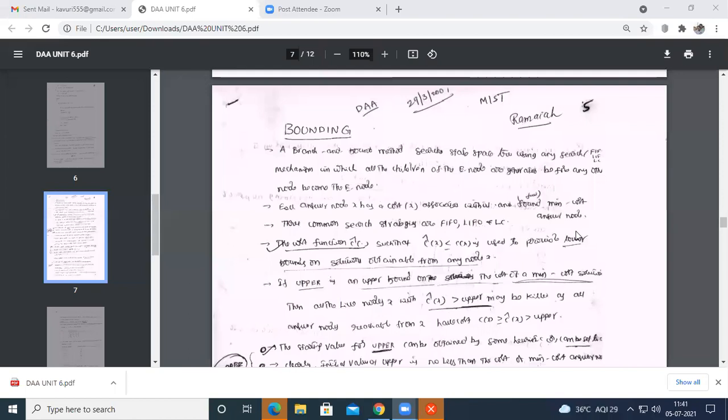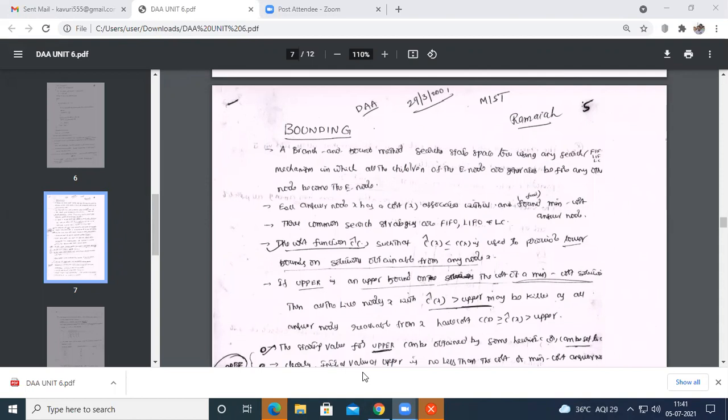Today we are discussing branch and bound. The first one is bounding. The branch and bound method is to search the state space tree by using any searching method. There are different types of searching methods.